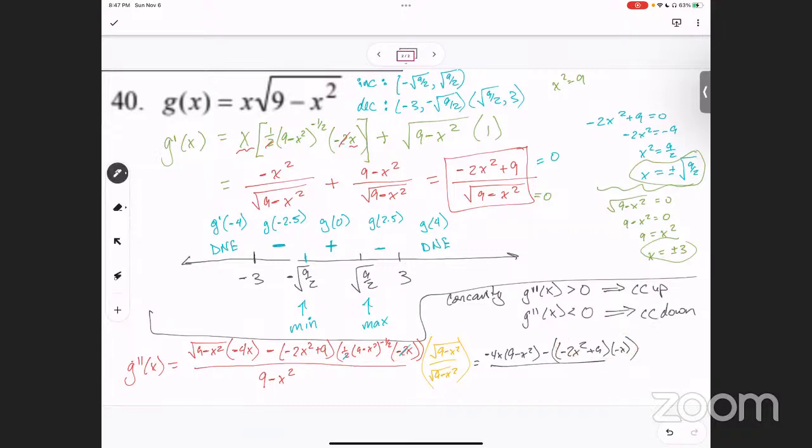All over, now on the bottom, if this is 1 and then I add a 1/2 to it, what does it become? 9 minus x squared to the 3/2. Exactly, and it's fine just to leave that like that. So let's clean up the top now. That negative is going to cancel with that negative, so that's just gone now. So this is just going to be negative 2x cubed plus 9x.